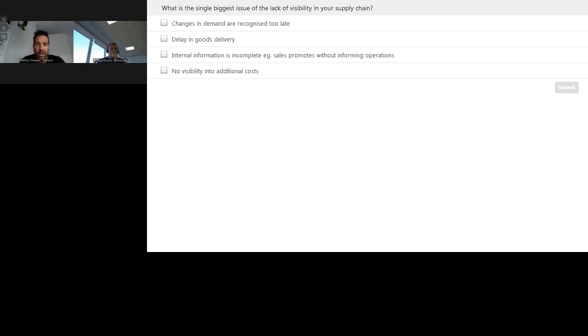Changes in demand that are recognized too late. There's a delay in goods delivery as a direct consequence of that lack of visibility. Internal information incomplete. For instance, a good example there is sales promotions without informing operations, or no visibility in the additional cost that the lack of visibility might bring. So I would invite you all to submit your poll here, and we'll have a quick look at the results in a few seconds.